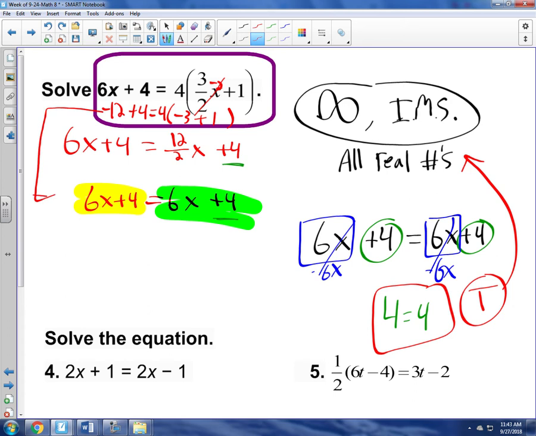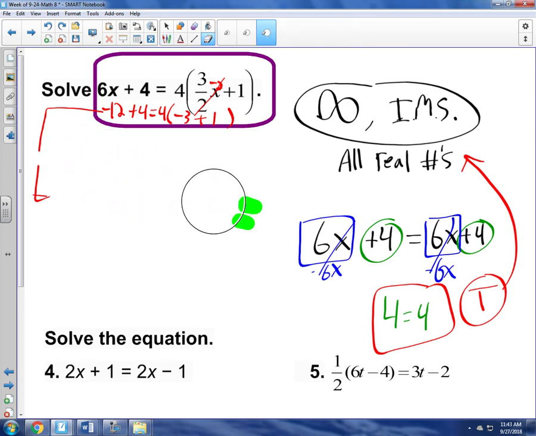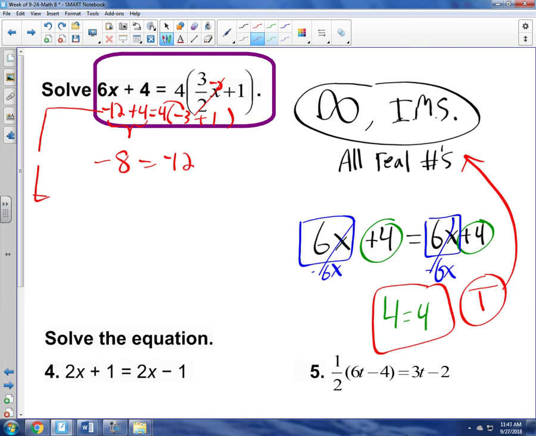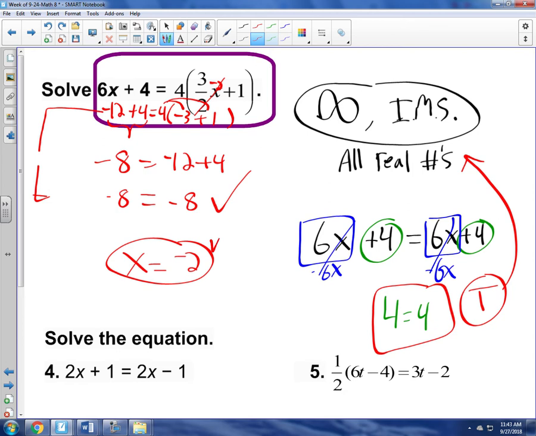So looking at this for a second, let me erase some of these things that are in the way. So I now have -8 from this, right? And then I have -12 plus 4, which is -8. So it worked. Yeah, I guess x is equal to -2 is an answer.